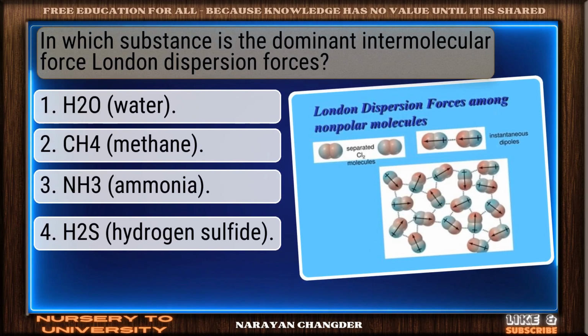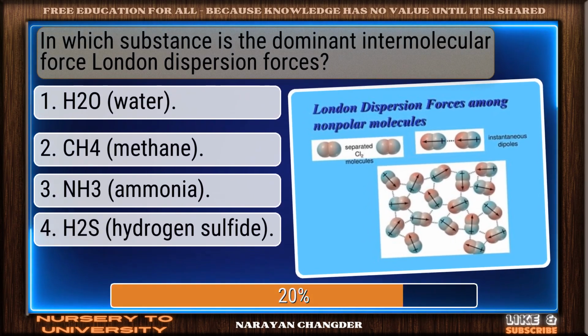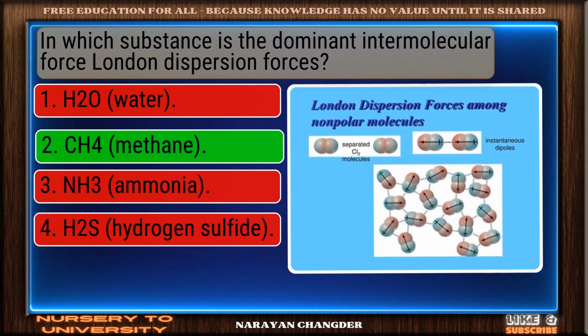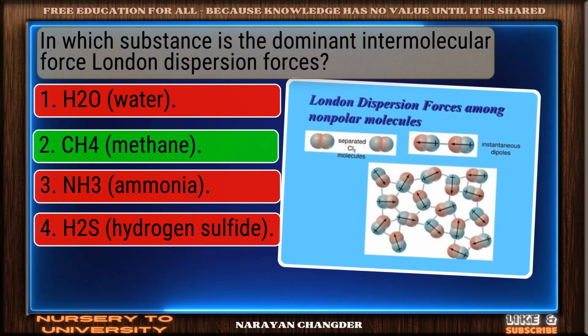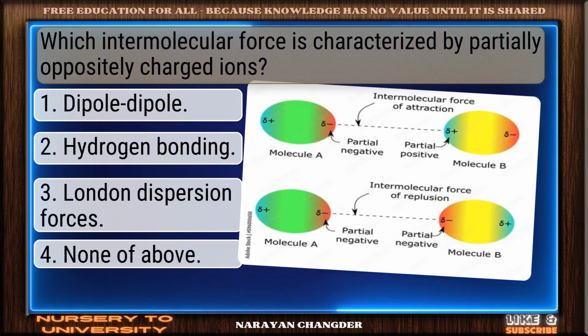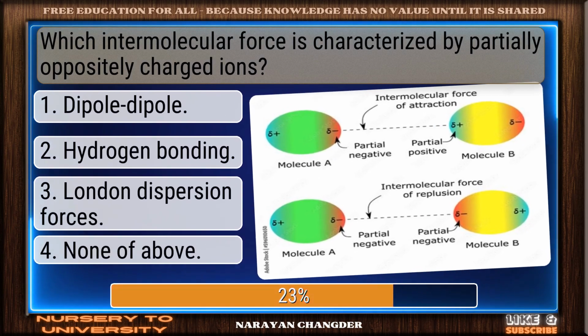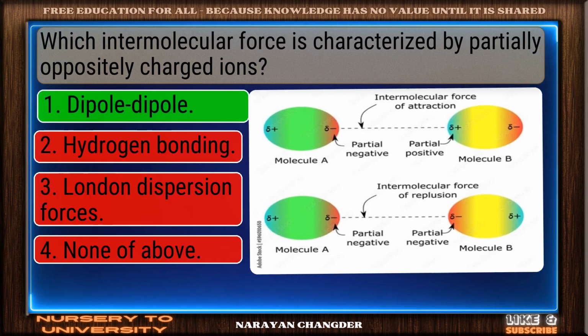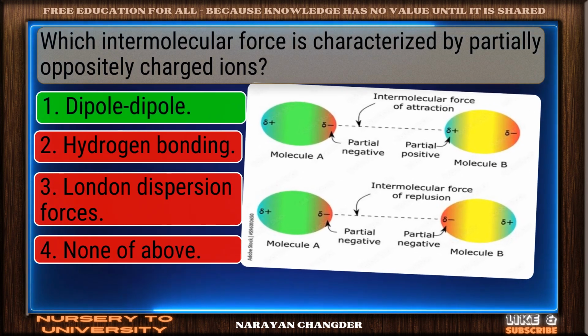In which substance is the dominant intermolecular force London dispersion forces? Correct response. CH4 is the most accurate answer. Which intermolecular force is characterized by partially oppositely charged ions? Good thinking. Dipole-dipole is the right answer.